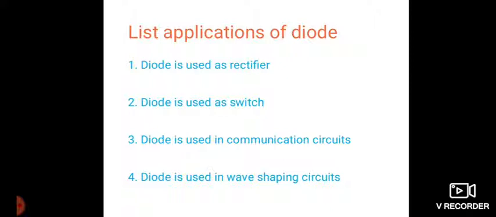Okay, the first application is the diode used as a rectifier. The second application is that the diode can be used as a switch. How the diode can be used as a switch we will see in the next slides. Then the diode is used in communication circuits. The diode is used in wave shaping circuits. The characteristic of the diode, that it conducts in forward bias and does not conduct in reverse bias, is used in wave shaping circuits.